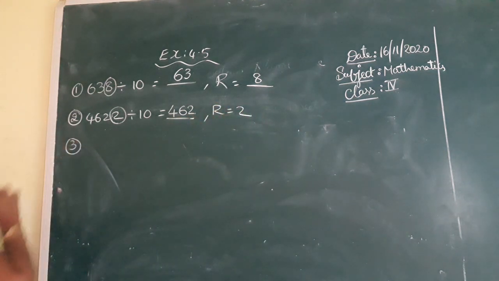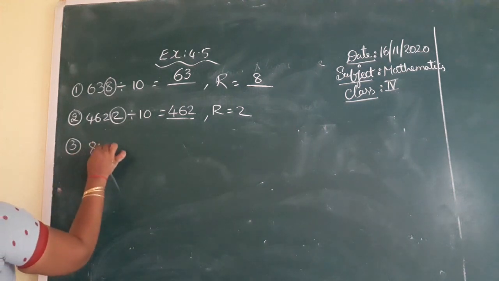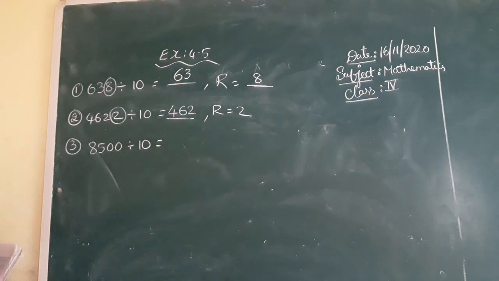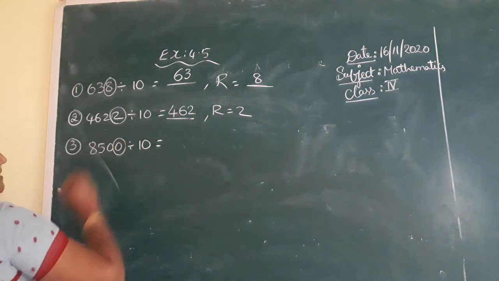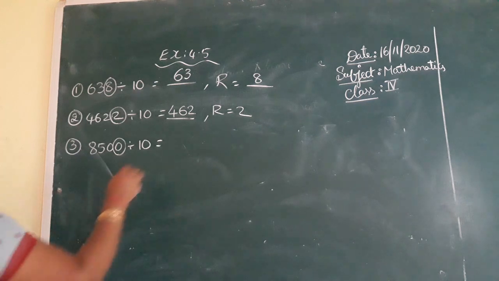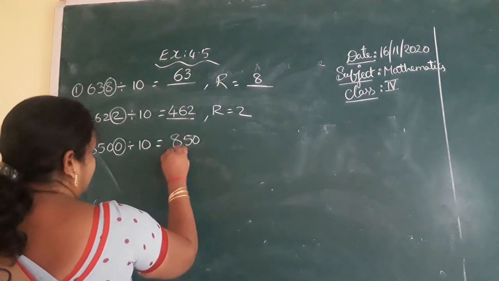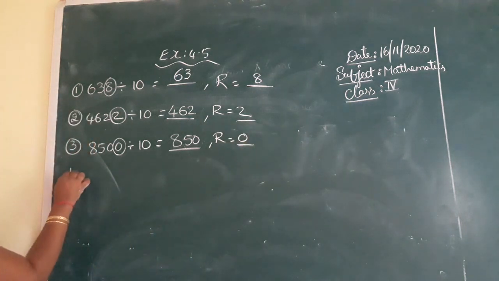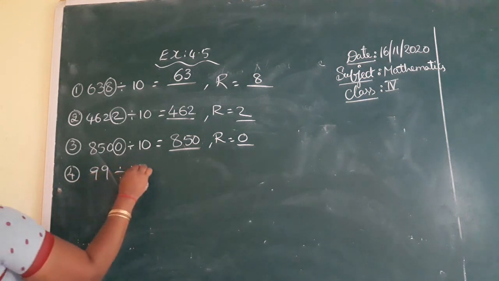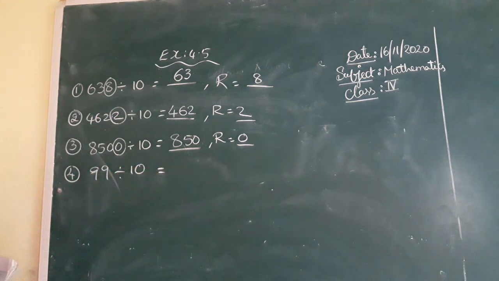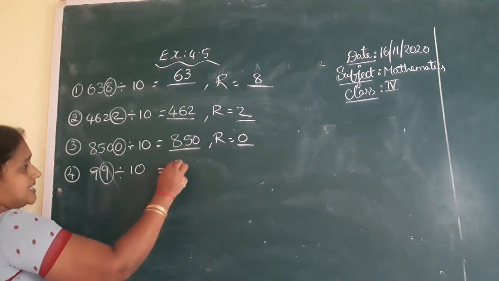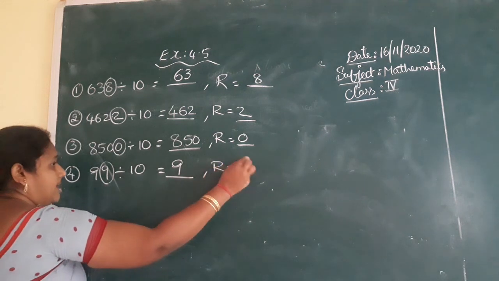See the third one, 8500 divided by 10. We are dividing with 10, so circle the ones place digit. So what is left now? 850 is left. 850 as quotient and remainder is 0. See the fourth one, 99 divided by 10. 10 means the ones place value is circled, 9 as quotient and 9 as remainder.